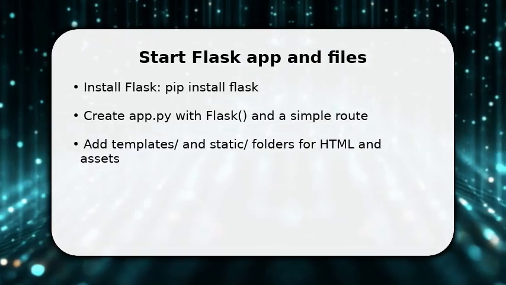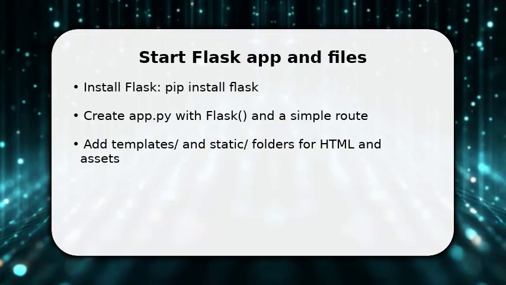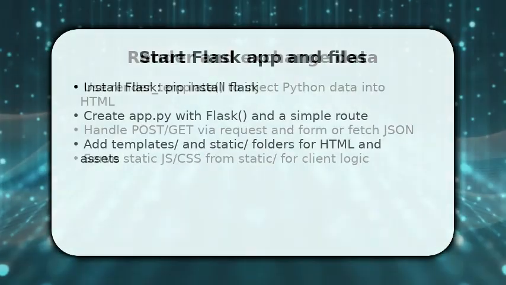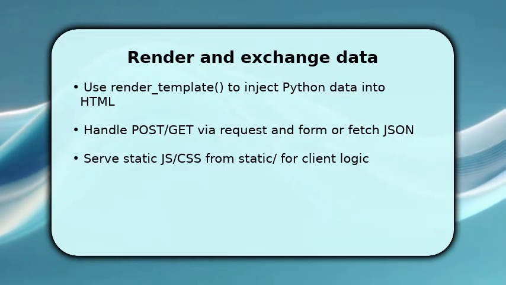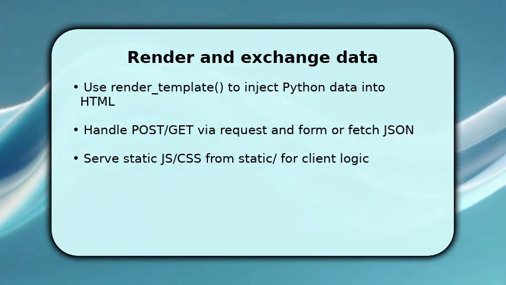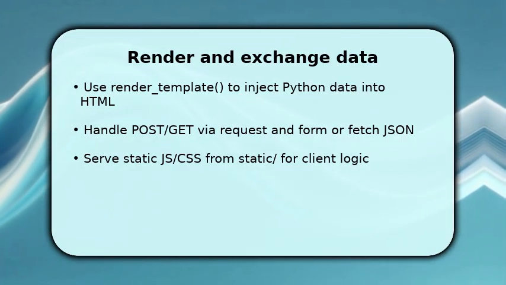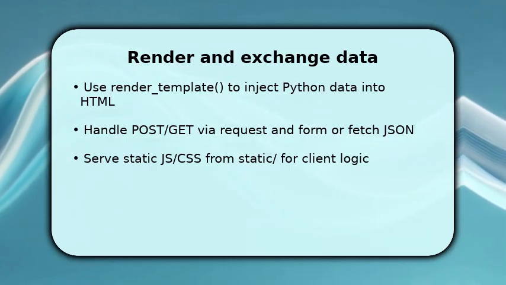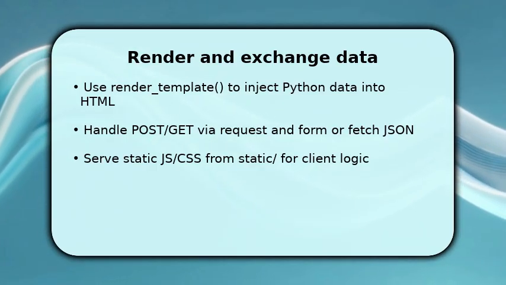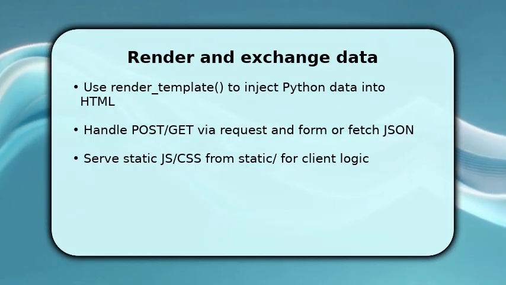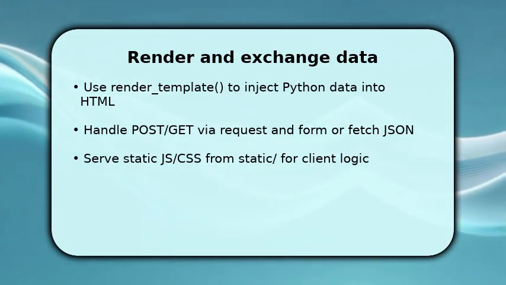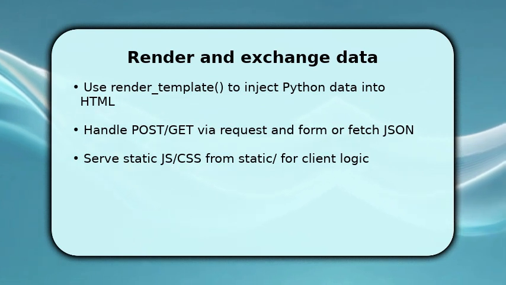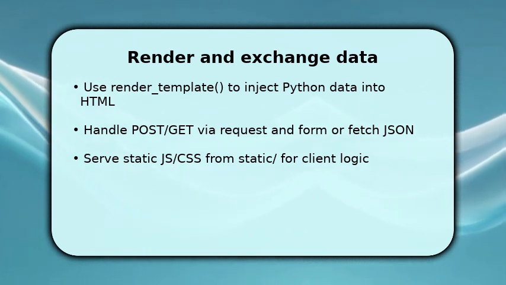Next, you wire Python variables into HTML and set up data exchange. Use render_template to populate templates with context dicts for initial page rendering. Then implement routes that accept POST or GET, reading request.form or request.get_json, and returning JSON via jsonify for AJAX. On the front end, fetch or form submission sends data to endpoints. Static JavaScript in static/ consumes JSON and updates the DOM. Make sure to validate inputs server-side.